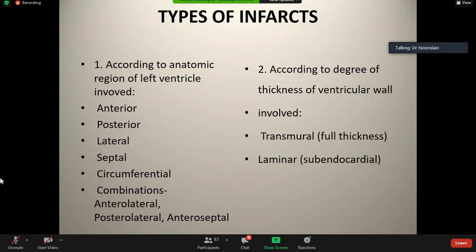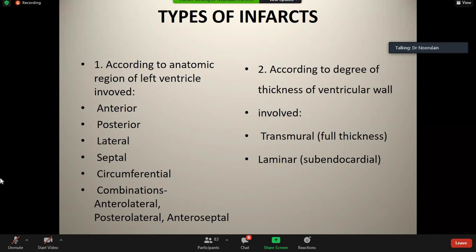Okay, this is a type that I am taking from another article, another presentation. These are the types of infarct according to the anatomic region of the left ventricle involved. It can be anterior infarct, posterior infarct, lateral infarct, septal infarct, circumferential, and combinations such as anterolateral, posterolateral, and septal, depending on which artery supplies which area.